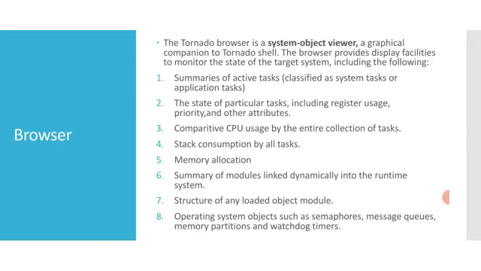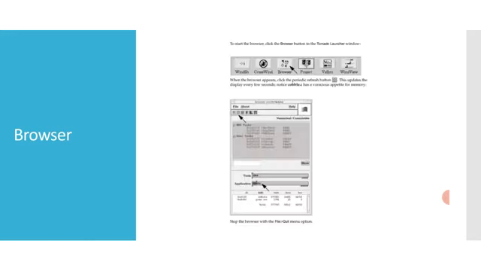So the most favorite part is the browser. The Tornado browser is a system object viewer, a graphical companion to the Tornado shell. The browser provides display facilities to monitor the state of the target system, including the following.